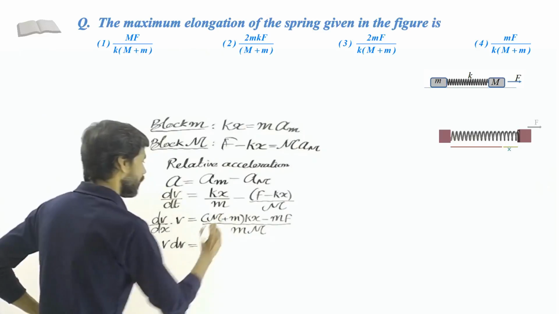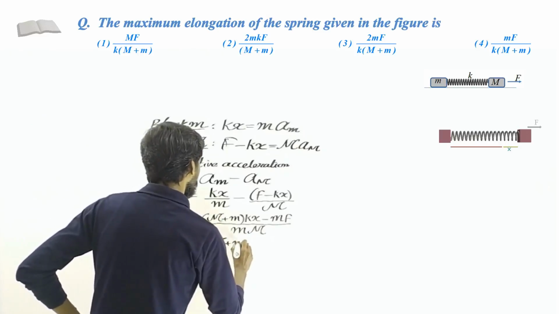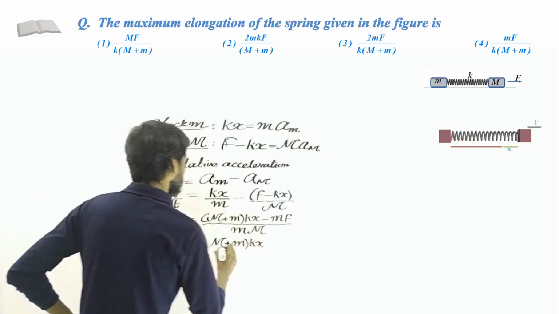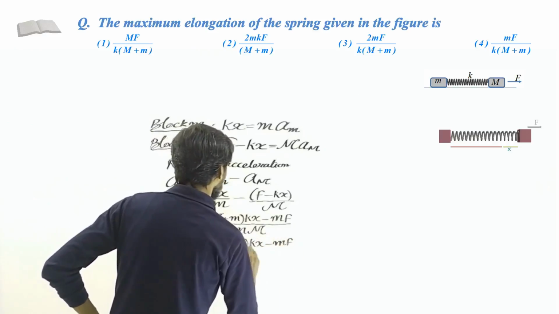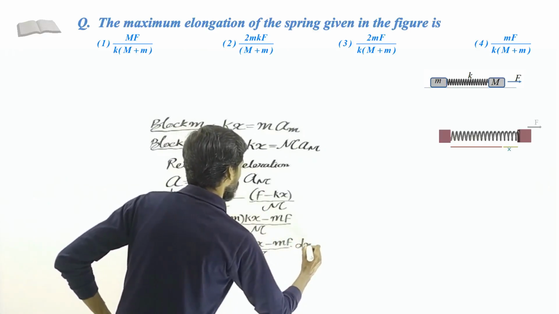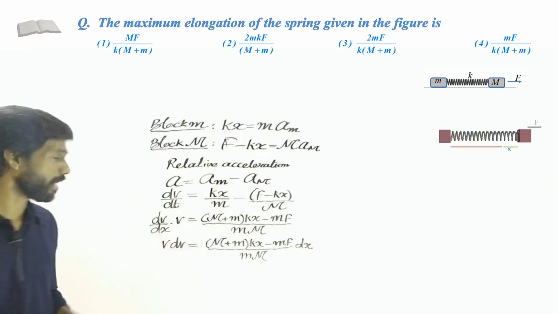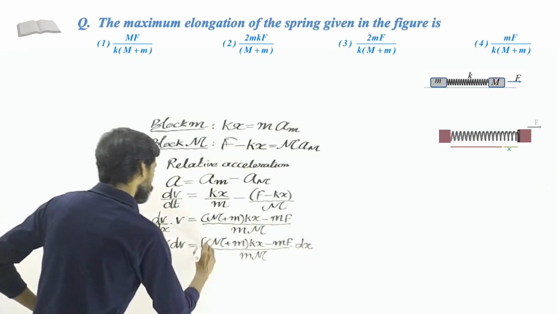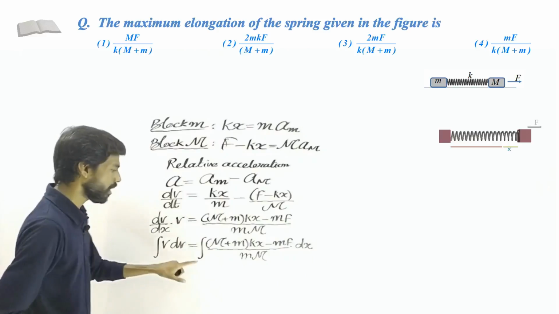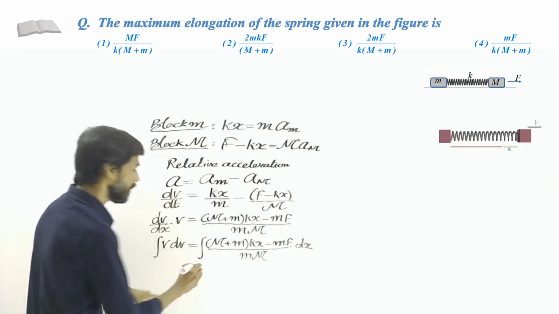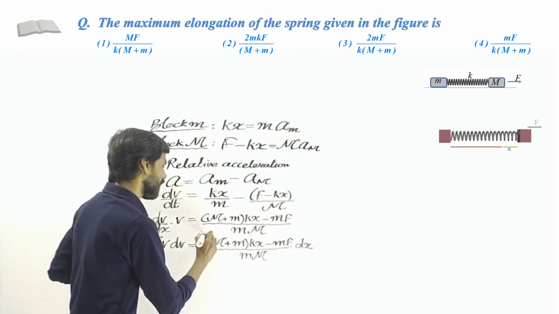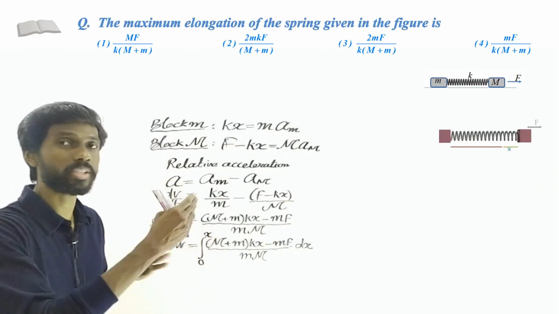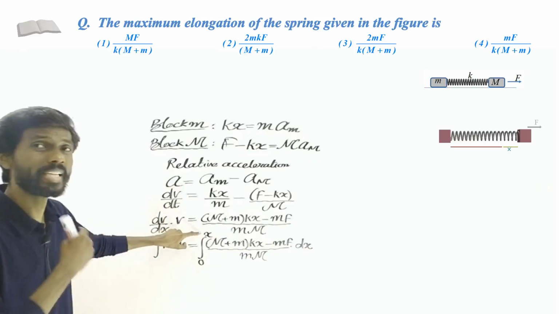So v dv equals that value, (M plus m) kx minus mF divided by M m, multiplied by dx. Yes, so that's it. So let us do the integration. Initially the extension, the x value is 0, that means the elongation is 0 initially. Now we want the final elongation, so that is taken as x only. Let's take x to be the final elongation, that means the maximum elongation.